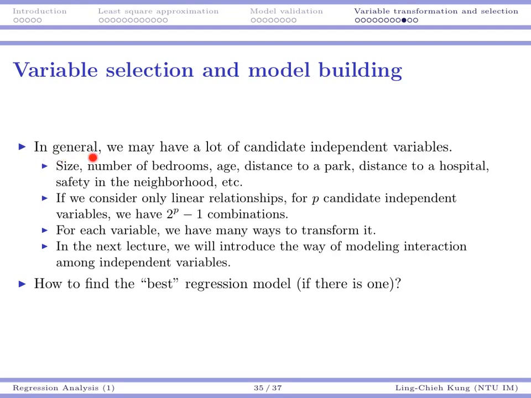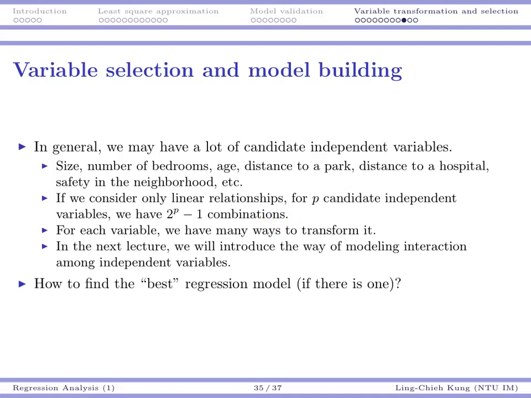Okay, so in general, we may have a lot of candidate independent variables. Size, number of bedrooms, age, distance to a park, distance to a hospital, safety in the neighborhood, etc. So if we consider only linear relationships, the task is still difficult, because if we have p candidate independent variables, for each variable we may include it or not, and at least we need to include one. So we can have 2 to the power of p minus 1 combinations.